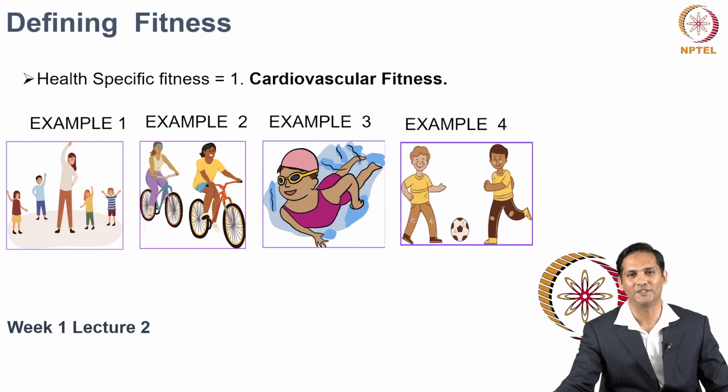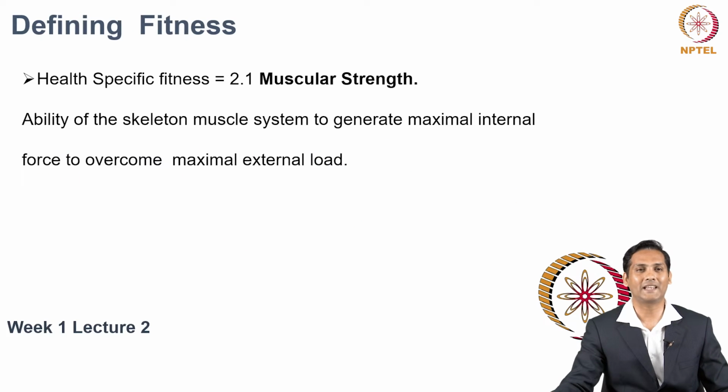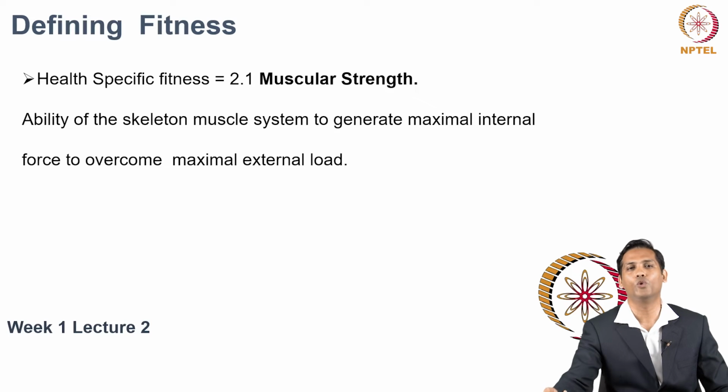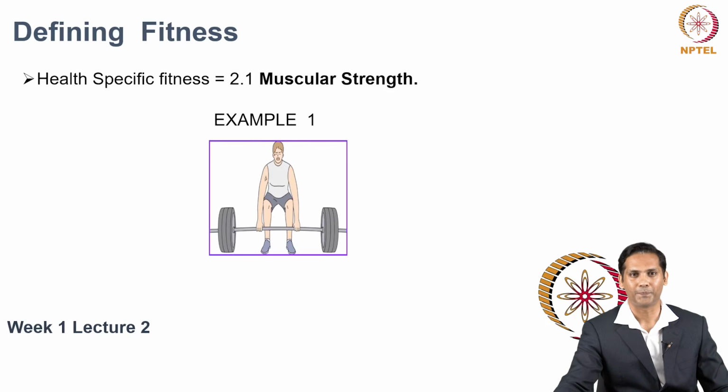Let's go with the second health specific fitness variable, muscular strength. It's the ability of your skeletal muscle system to generate maximal internal force to overcome a maximal external load. The most common way to understand muscular strength is your ability to lift external load, your ability to lift a dumbbell, your ability to lift barbells, your ability to lift any resistance equipment.